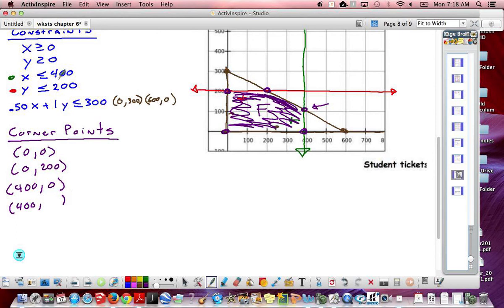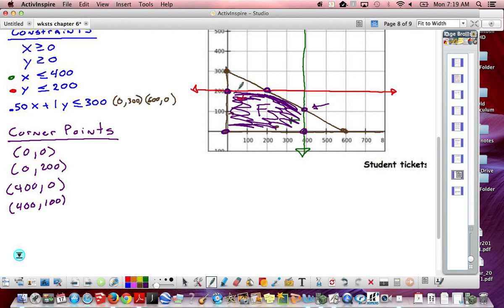So a lot of times what I'm going to do is I'm just going to take 400, plug it in here. Half of 400 is, because 50 cents times 400 is 200. If I subtract that from 300, I get 100, so y equals 100. Notice how it's at 100. So that works.